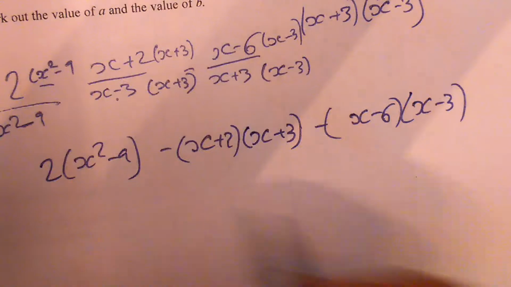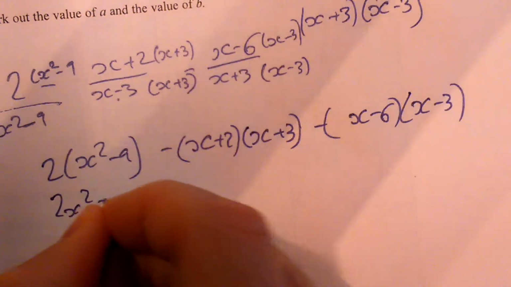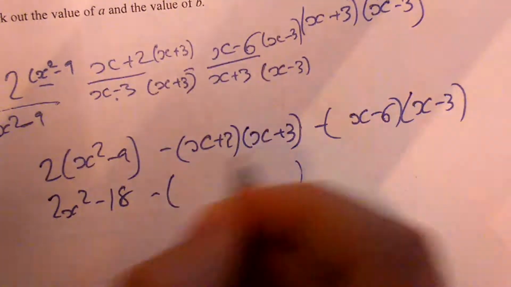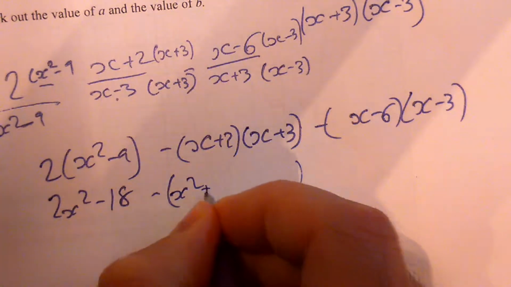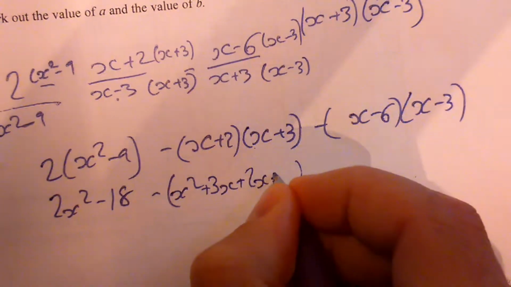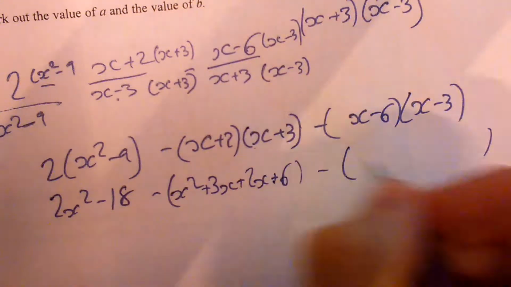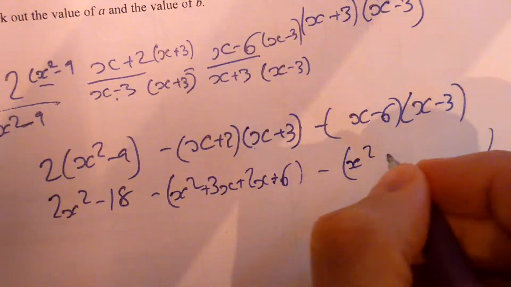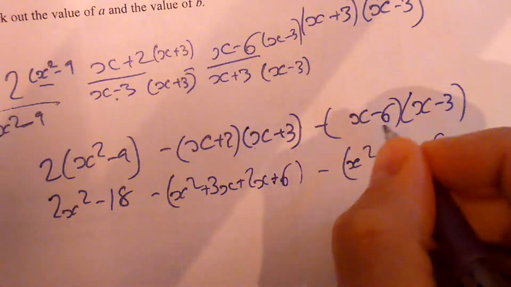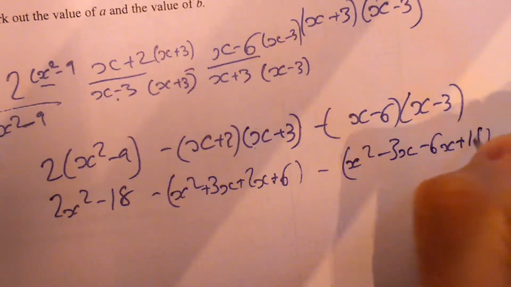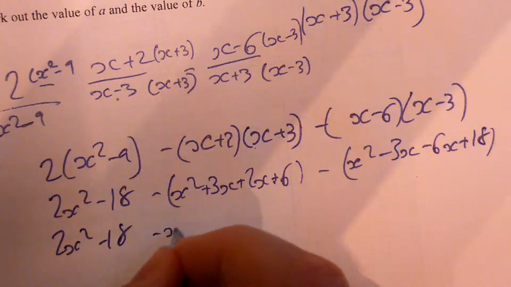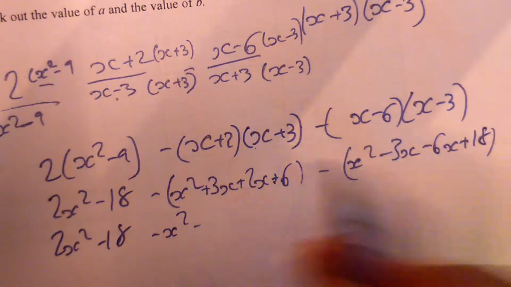Just remember, I do have a denominator. Let's expand this. I've got 2x squared minus 18, minus, and I'm going to put the minus in afterwards. x times x is x squared, x times 3 is 3x, 2 times x is 2x, 2 times 3 is 6. And minus brackets, because there's a minus there, x times x is x squared, x times negative 3 is negative 3x, negative 6 times x is minus 6x, and negative 6 times negative 3 is a positive 18. I've done this because people messing around with minuses is a common mistake.